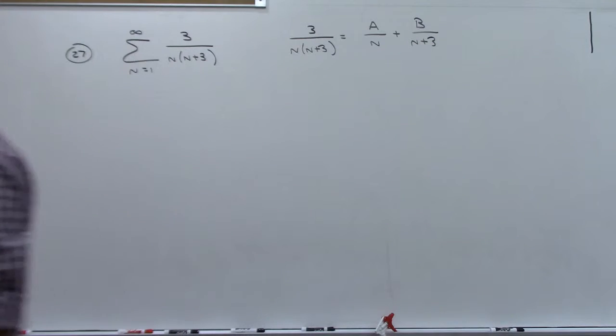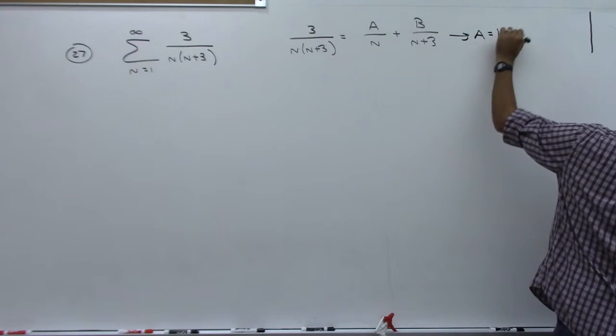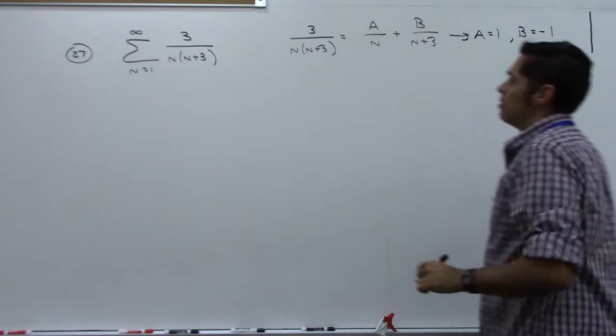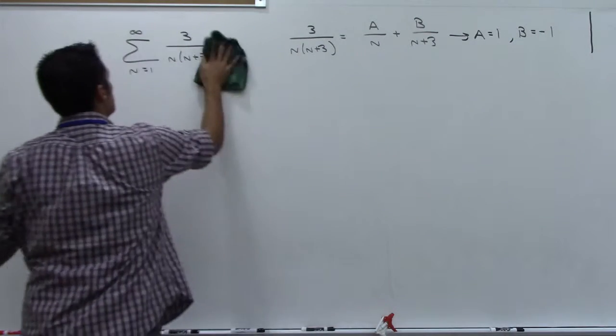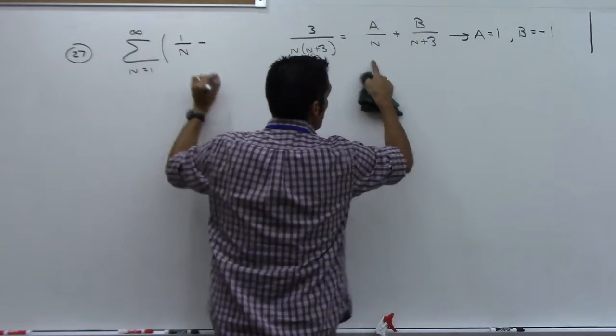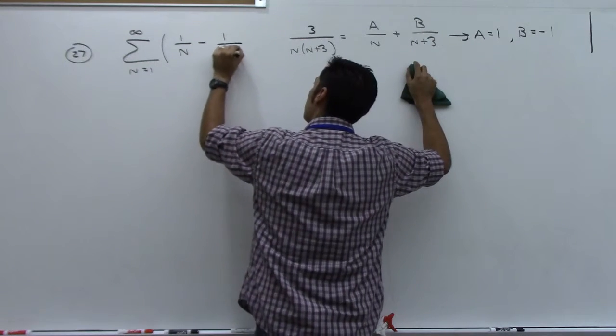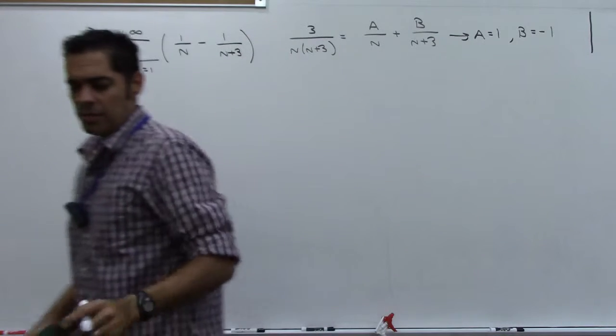And let me save us some time here. What is it, 1? Comes out to 1 and negative 1. So when you do your partial fractions, a is going to be 1 and b is going to be negative 1. So this new series becomes the sum from n equals 1 to infinity of 1 over n minus, I'll just put the minus here instead of a plus, 1 over n plus 3. And I know I'm going to get some collapsing to happen here.